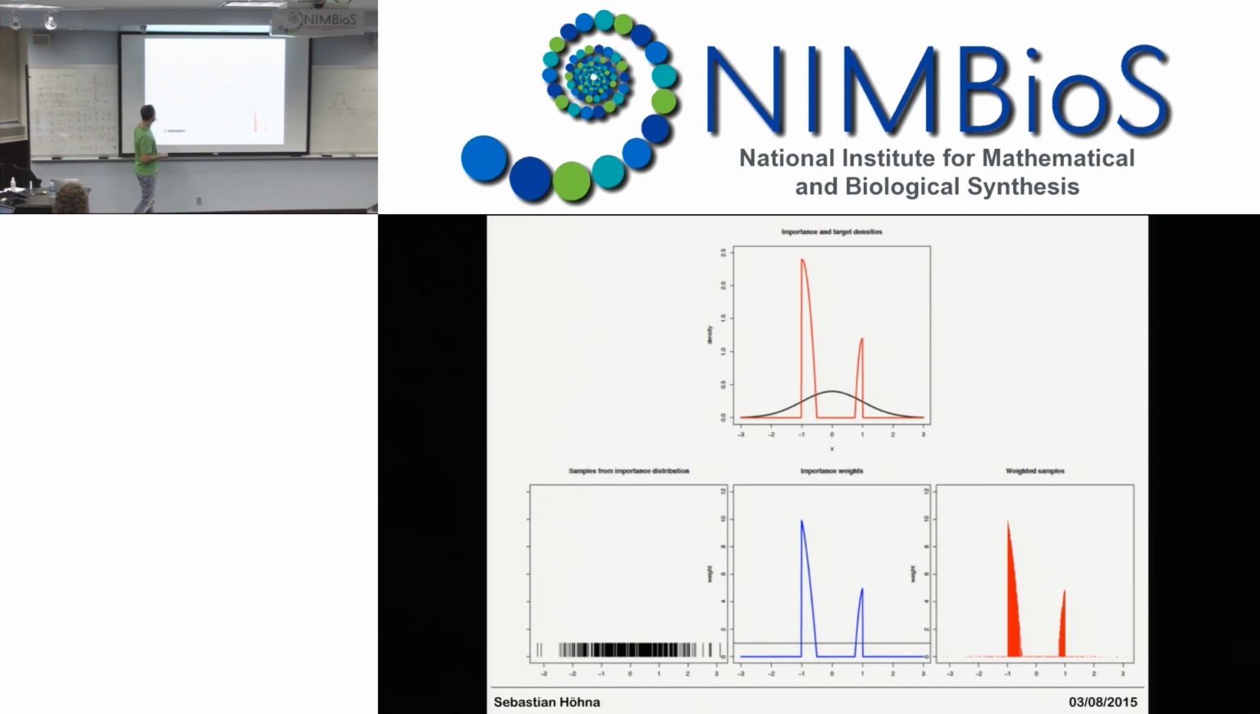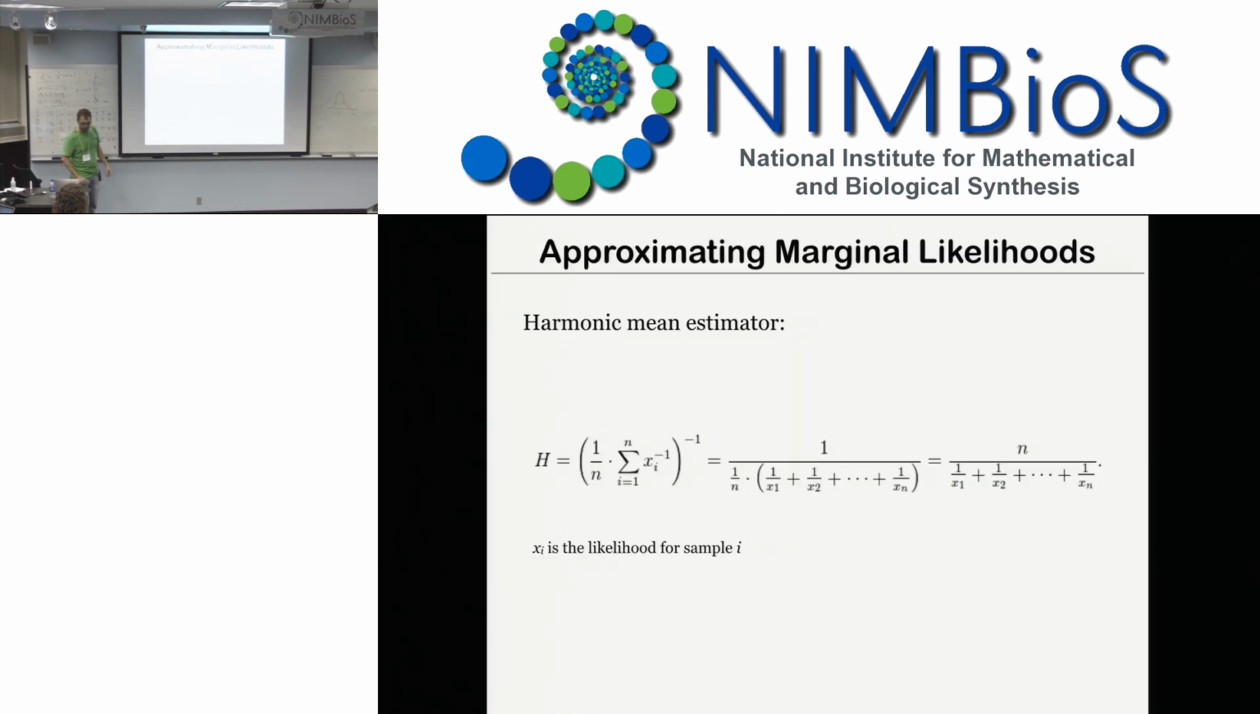So for example, if that is our posterior distribution again, we can build an importance distribution and then sample from that importance distribution, compute the importance weights, and reweight the samples. Then we actually get weighted samples that we can use to approximate what the marginal likelihood would be.